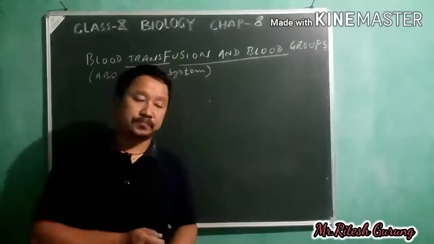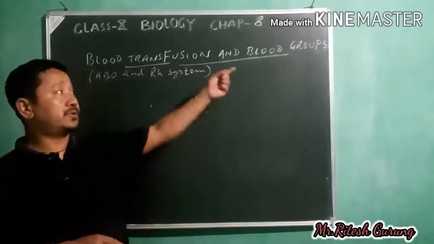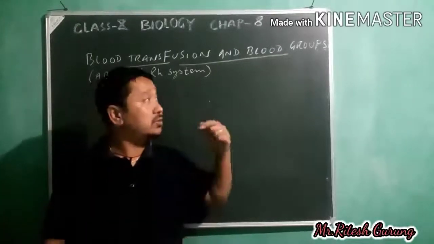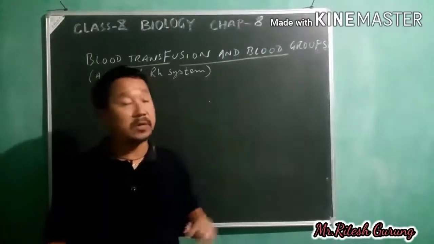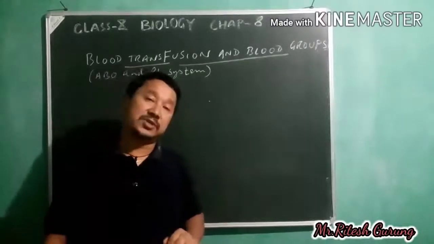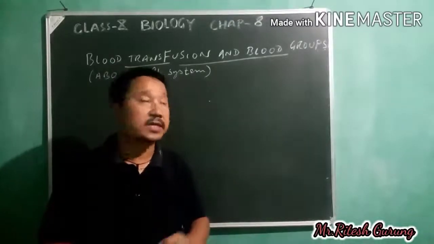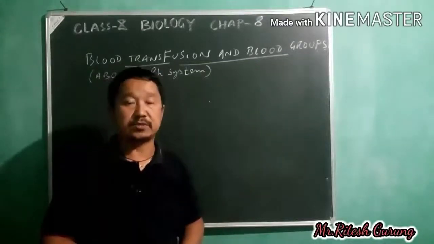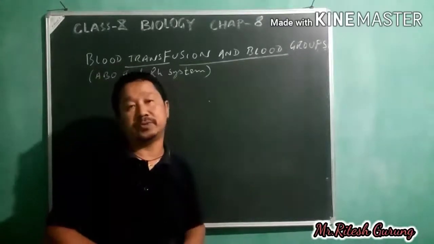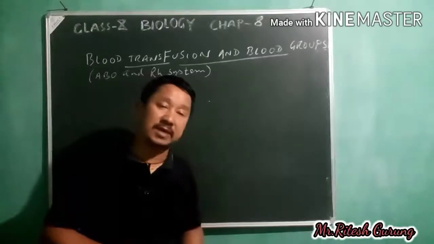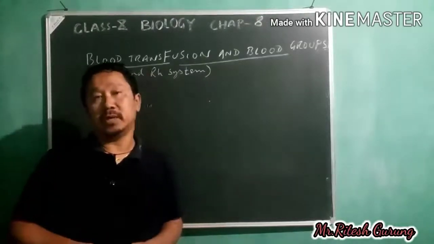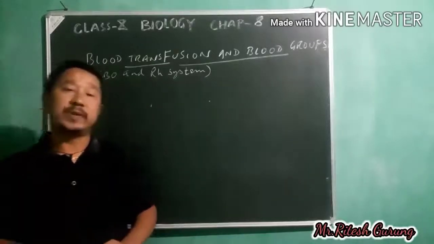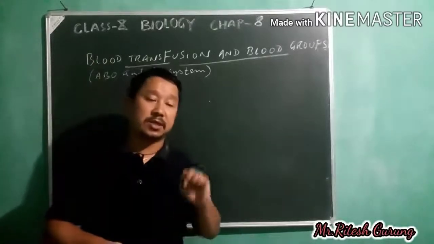Now, blood groups, that means grouping of the blood. For blood transfusion, what is needed? It is very important to know the blood grouping. We need to know the blood groups, and if the blood groups are matched, then only it is possible. So what is blood grouping, and how can we do it?